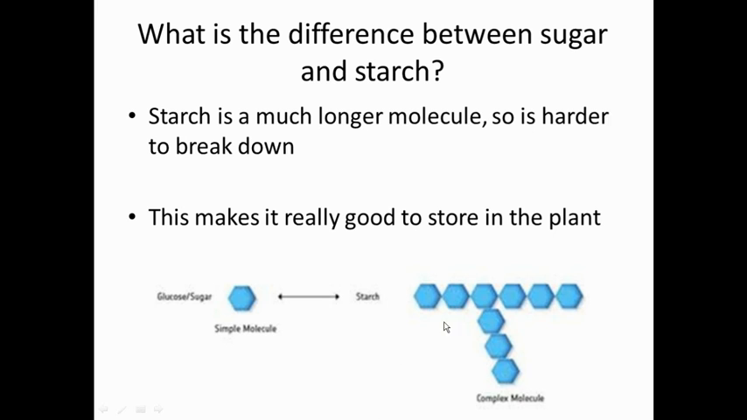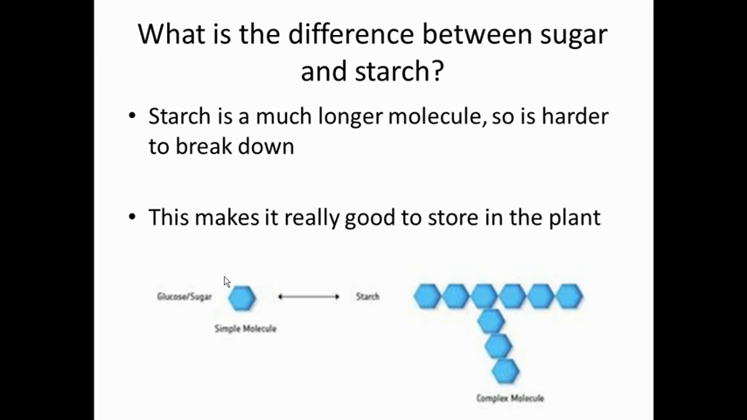So if we have a look at this diagram here, you've got your glucose, which is really simple and would be really easy to use, but it gets converted to starch, which means that it's a much longer chain. It's a complex molecule. It's much more difficult for the plant to break this down. Therefore, it's good as storage. So the plant can break it down if it needs to, but it would use glucose first because it's much simpler.